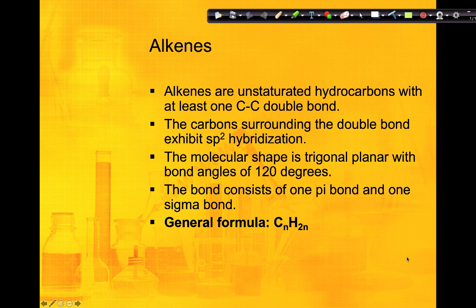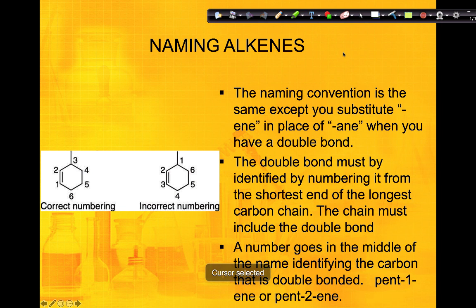Now the general formula for an alkene would just be to take the number of carbons and multiply by 2 to get your number of hydrogens. So if you were to have 3 carbons, the number of hydrogens should just be double that, or 6. So it's got 3, so prop, and then the ending is just not going to be ane anymore, it's going to be ene.